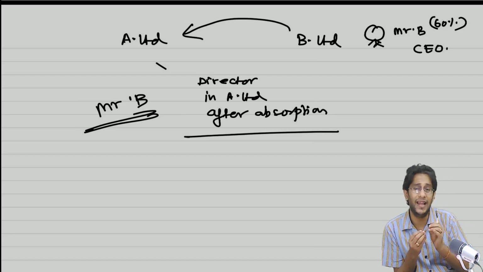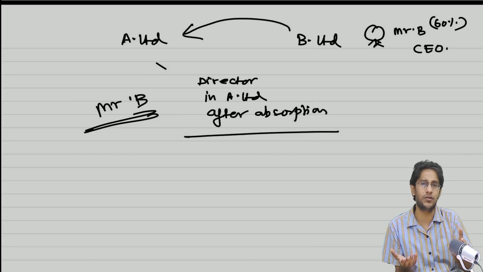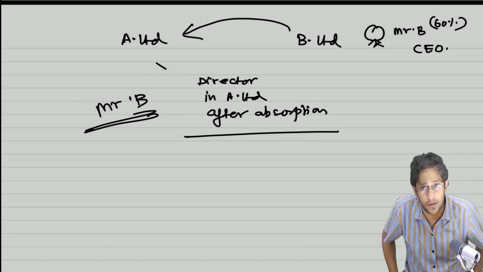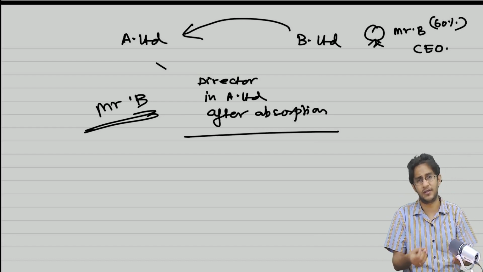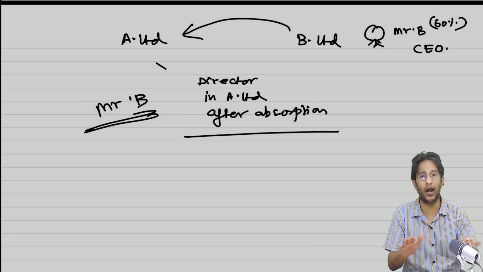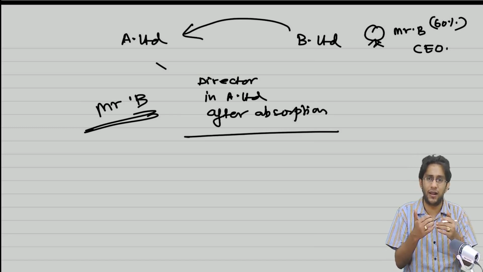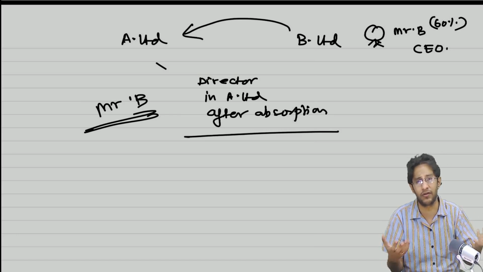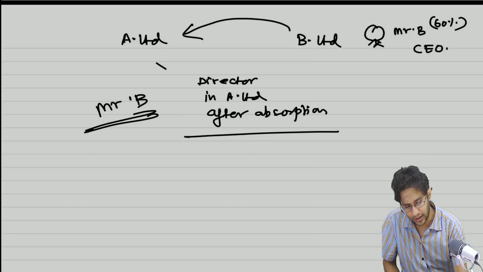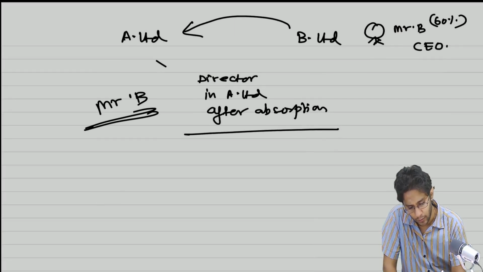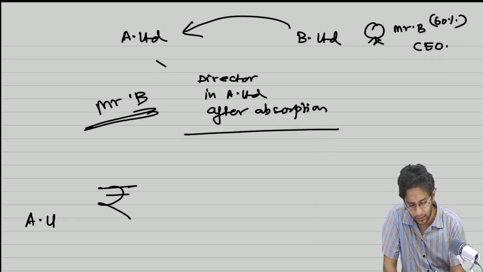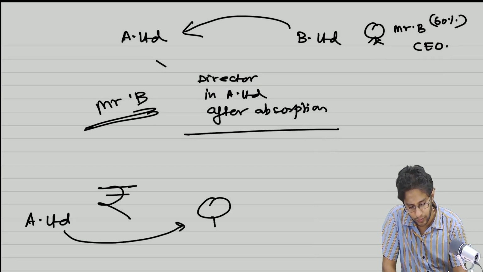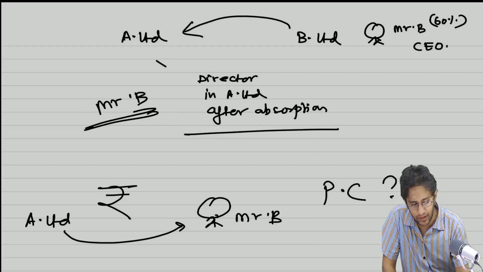So Mr. B will continue as a director in A Limited after absorption. Fine. Why does A Limited want that person as a director? He knows the entire in and out of B Limited. He has been CEO of that entity. I am new to that business. I want him to smoothly handle B Limited's business under the name of A Limited hereafter. Meanwhile, we will also see and observe and we will learn. The condition, now the question is, whatever amount A Limited pays to Mr. B, is it part of PC or not?